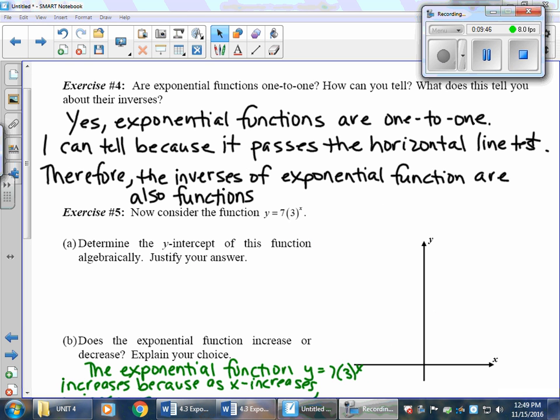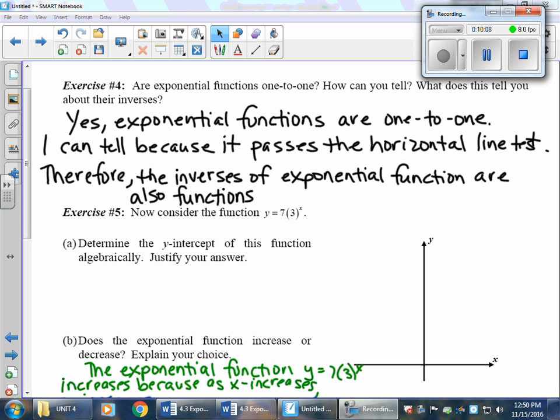So there was a little cheat there. Sorry about that. All right, so exercise 4. Are exponential functions 1 to 1? How can you tell, and what does this tell you about their inverses? So please make sure, I've been trying to stress this mission literacy with you, that we always answer in complete sentences, and make sure you're answering all the questions that are addressed in one particular question.